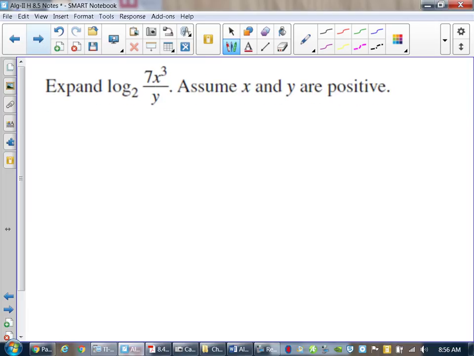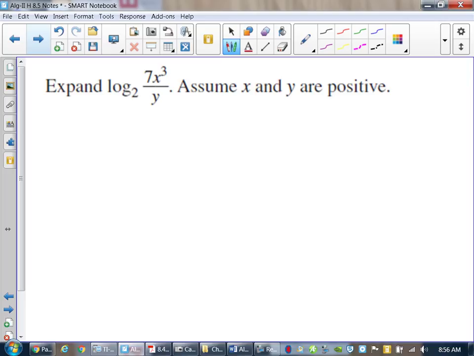Expand log base 2 of 7x cubed over y. And you're going to see this terminology a lot. Assume that all variables are positive. The reason we say that is because we can't take logarithms of negatives. So we're going to expand log base 2 of 7x cubed over y.